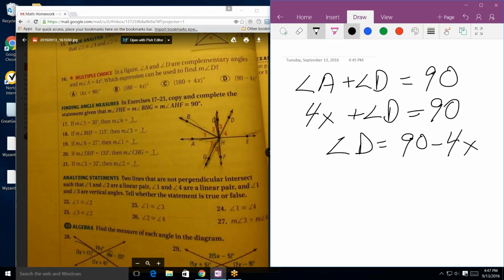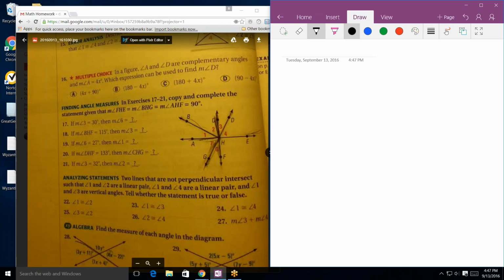Okay. In exercises 17 through 21, copy and complete the statement given that the measure of angle FHE equals the measure of BHG. Those are congruent. All right, let me look at this for a minute. FHE. They don't put a number on that. It'd be so much easier if they numbered it. BHG is which number? That's not a number either.